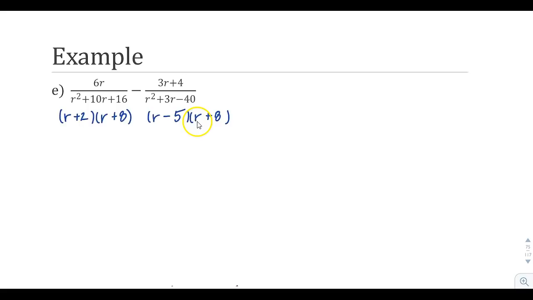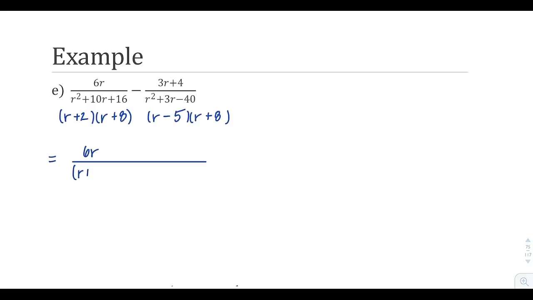So we can check r times r is r squared. Outer is plus 8r. Inner is minus 5r. So that's going to give us our positive 3r. And last is going to give us our negative 40. So now these are our two denominators. We can see they're not the same. So we're going to go ahead and rewrite our two rational expressions, 6r with their factored denominators.